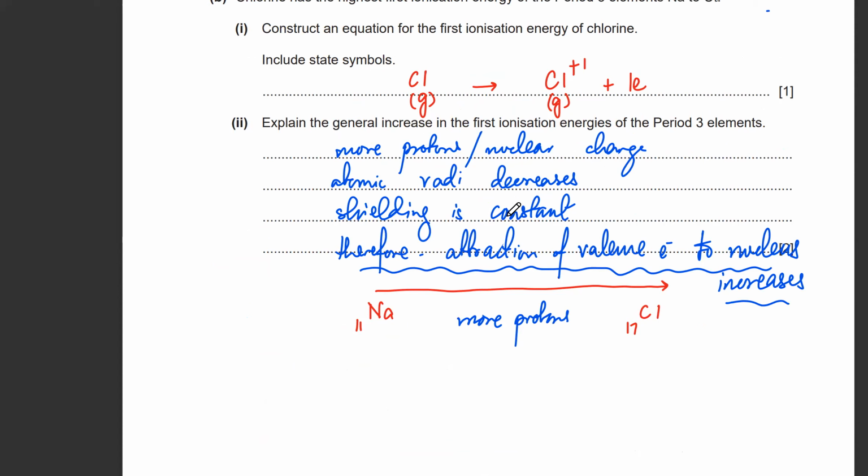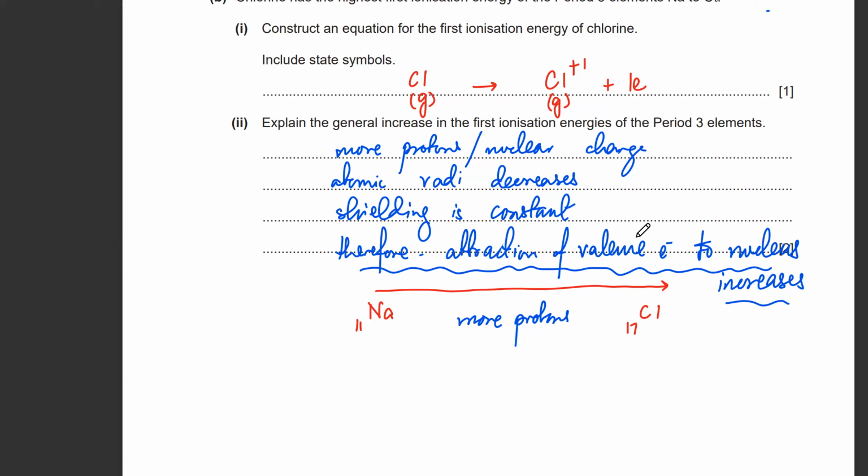Okay, in the marking scheme, they're giving a mark for this. This is the latest paper. Previously, you just had to explain the factors, right? Why there's a general increase. The shielding is constant, you've got more protons, and the atomic radius is also gradually decreasing. But now they have started giving marks for this one statement at the end.